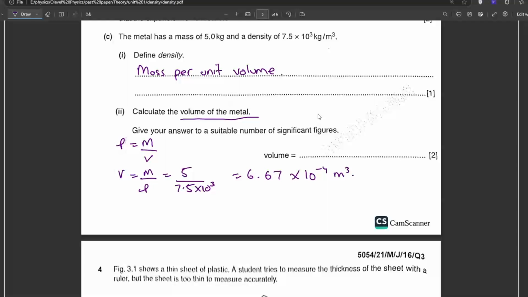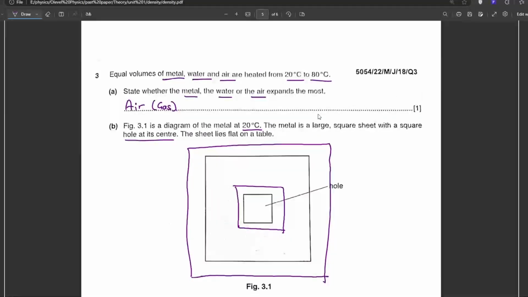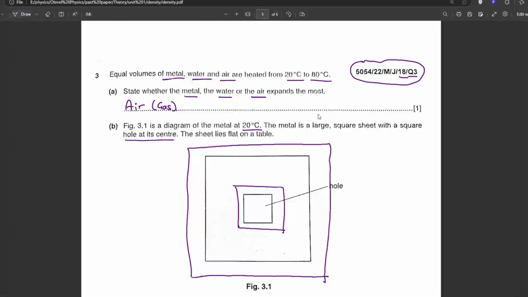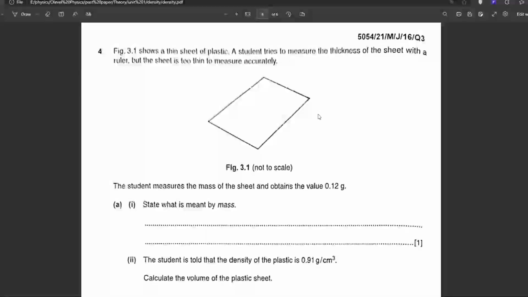Simple as that. Also, let me tell you an important trick. Can you see these past paper codes? You can go to these codes 5054 May June 2018 question 3 and can see the marking scheme from there. So yeah, this will also verify your answers.